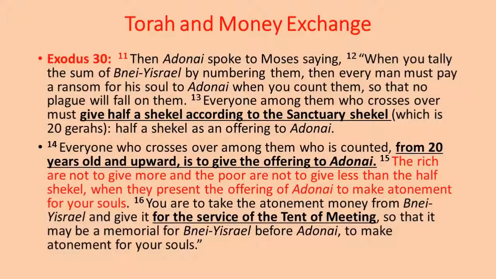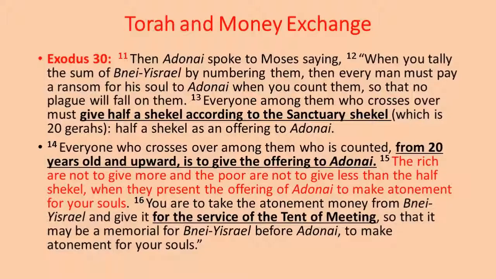So where the system starts off, we go to Exodus chapter 30, verse 11. It says, Then Adonai spoke to Moses, saying, When you tally the sum of the children of Israel, in other words, when you take a census of the children of Israel, by numbering them, that every man must pay a ransom for his soul to Adonai when you count them, so that no plague will fall upon them. Everyone among them who crosses over must give a half shekel according to the sanctuary shekel, which is 20 gerahs. And 20 gerahs is a weight measurement. That's based on a weight, if you will. A half shekel is an offering to Adonai.